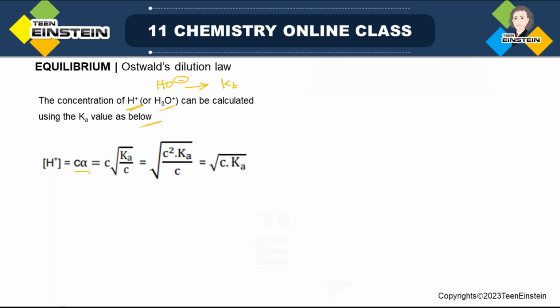Now in this expression, in place of alpha, you can write root over Ka by C, because that is the value of alpha. Now this C, if you bring it inside the root, it will be C square, so one C is cancelled. Ultimately, H plus concentration in terms of C and Ka is root over Ka into C. Similarly, for HO minus, you can do the same thing; it will be root over Kb into C.